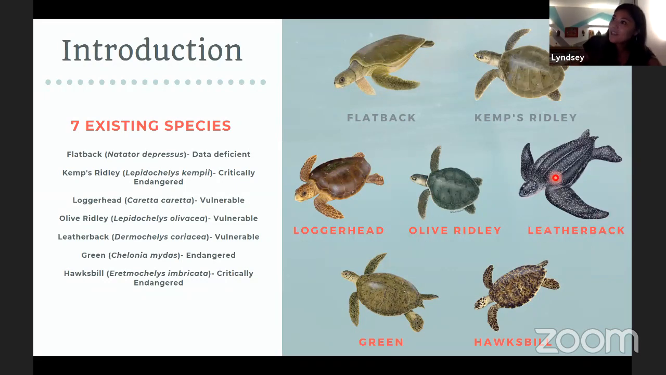Lastly, we're going to talk about the endangered green turtle and the critically endangered hawksbill turtle, because these are the ones we're going to see more often in the Red Sea. I'm going to talk a little bit later about how to identify the differences too, but I just wanted to introduce to you guys the 7 species.